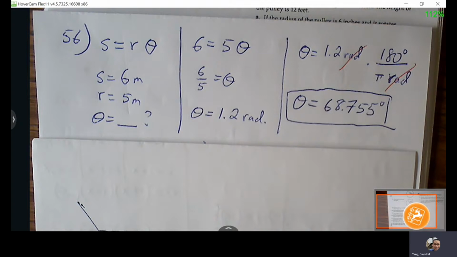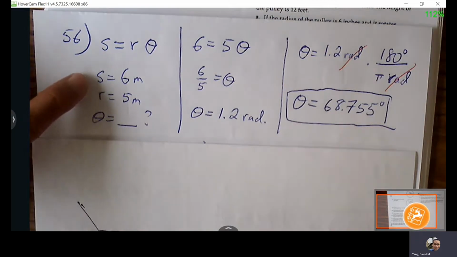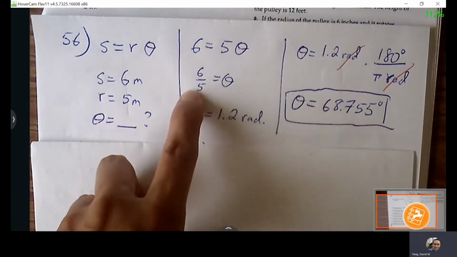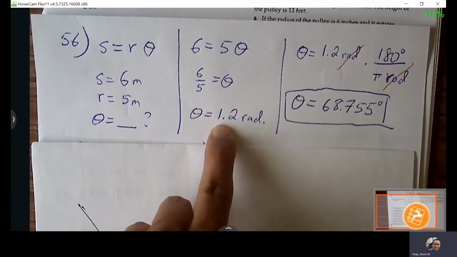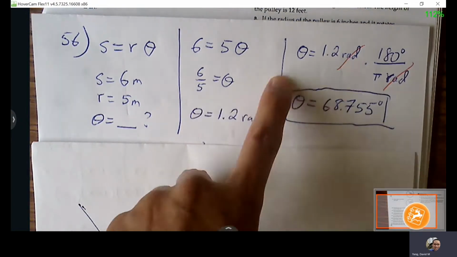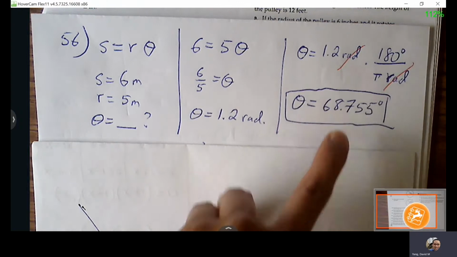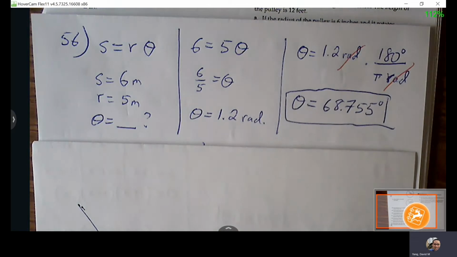Okay, so how did you get 1.2 then? I got 1.2 because I'm using this formula. So we have S equals R theta. S equals 6 meters, R equals 5. And I just plug this in the calculator. 6 over 5 is the same thing as 1.2. Oh, yeah. So you can just, or you can use 6 halves times 180 over pi. Either way, you'll be able to get to that fractional value.